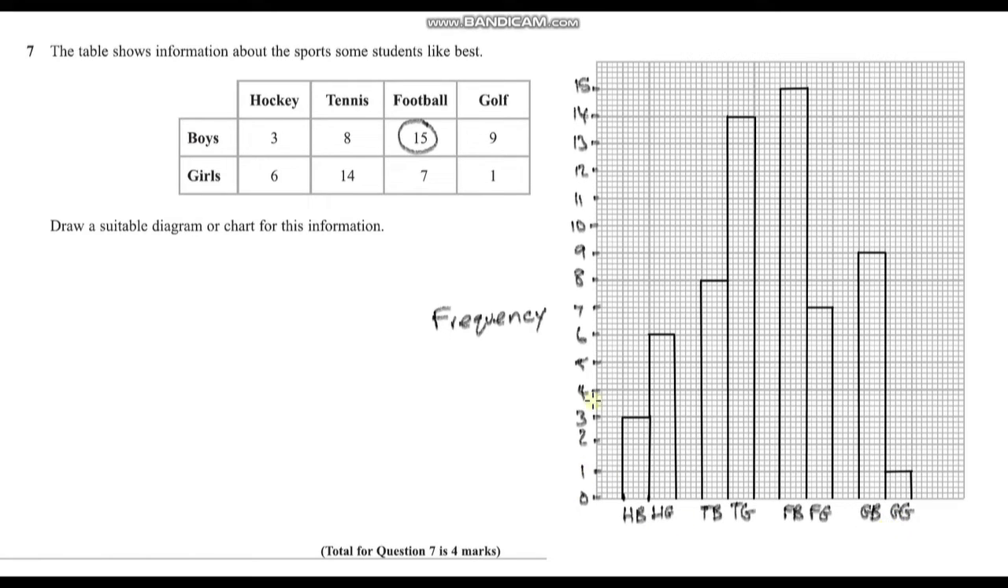You get another mark for the correct scale on your axis. So you notice that I've gone up evenly on my scale. And you'd get a further 2 marks if you've done everything correctly. So if you've put the correct heights on your bars, you'd get 2 more marks. If you've made 1 mistake with the heights of your bars, you'd still pick up 1 mark for that. But 2 marks if you do it all correctly.